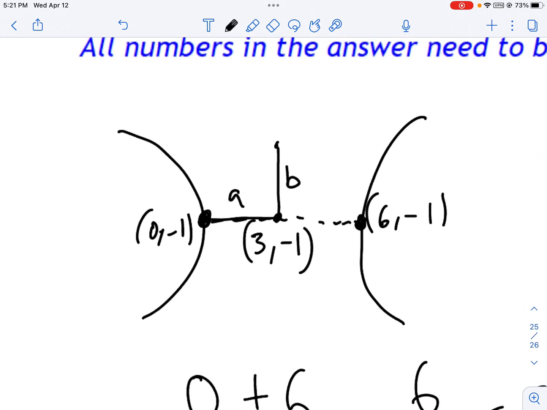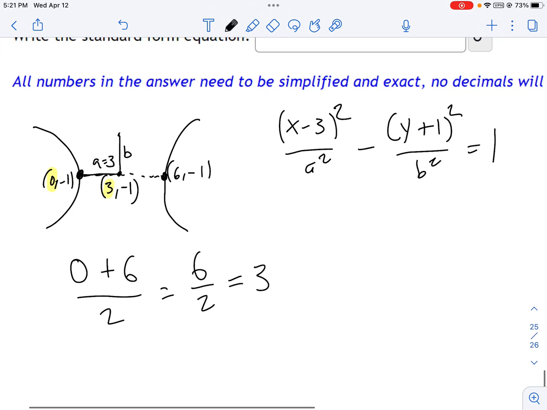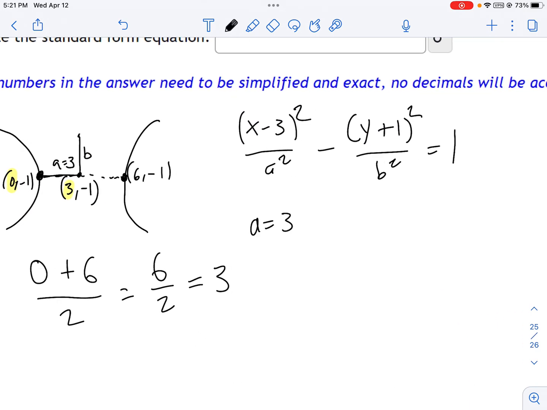If we look at that, we know the distance from our center to one of our vertices is going to be our a. How do we go from 0 to 3? What's the distance between those two? 3. That is your a value. We automatically know that a equals 3 because that's the distance from center to a vertex. If you square that, we get 3 squared, which is 9. That is your a squared. Plug it into your equation. Now you have 3 of the 4 pieces of information.